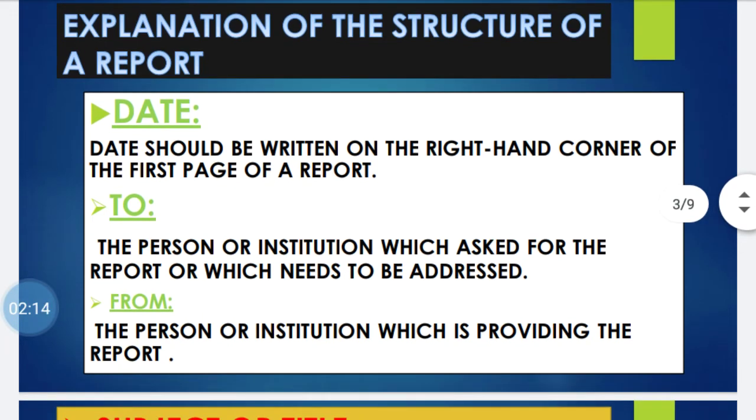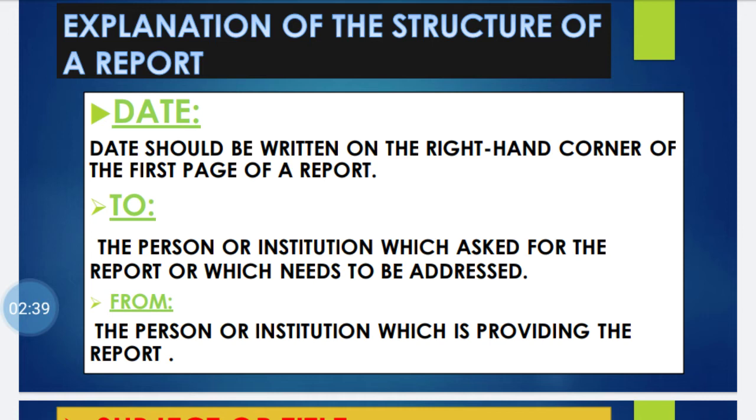Okay, students, now something about the explanation of the structure of a report. As I told you about the 10 parts, now I am going to define these parts clearly. The first one, date. Date should be written on the right-hand corner of the first page of a report. So don't forget to mention your date in the beginning.